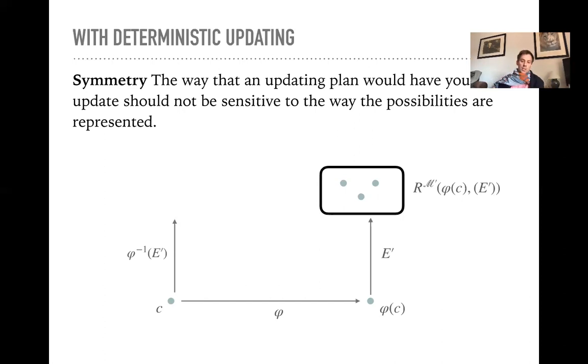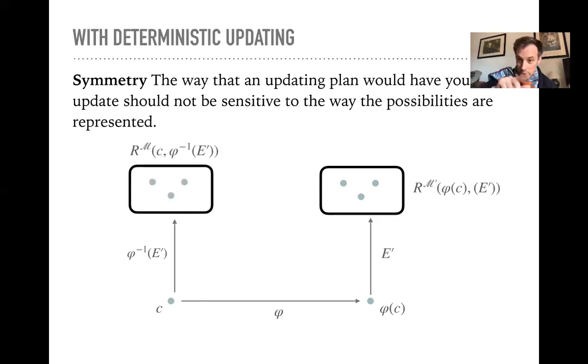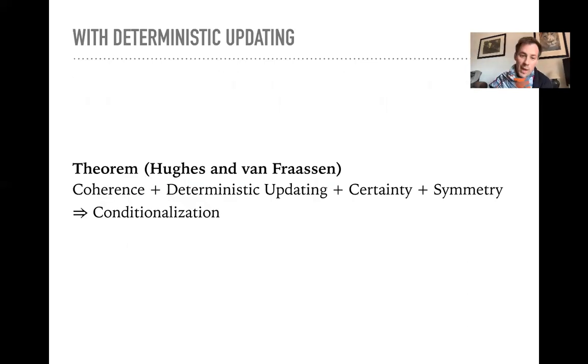Another thing I could do is take E prime and bring its inverse image over so that it's now something that C could update on. I could do that update using what the updating rule tells me to do, and then take the image over to there, where the image of a set of credence functions is just the set of the images of each of the credence functions. Basically, what symmetry says is that those two things have got to be the same. The image of what you did on the left-hand side has got to be the same as what you did on the right-hand side. So the set specified above that box in the top right and the set specified to the right of that box are meant to be the same. That's what symmetry says. It turns out conditionalization satisfies that. And in fact, what Hughes and van Fraassen showed is that of all the updating rules that satisfy coherence, deterministic updating, certainty, and symmetry, conditionalization is the only one that satisfies them.